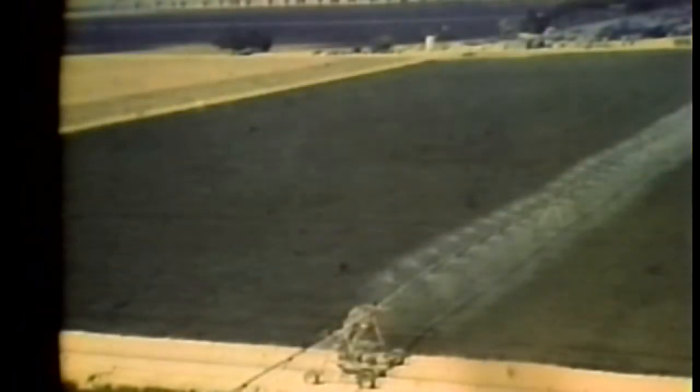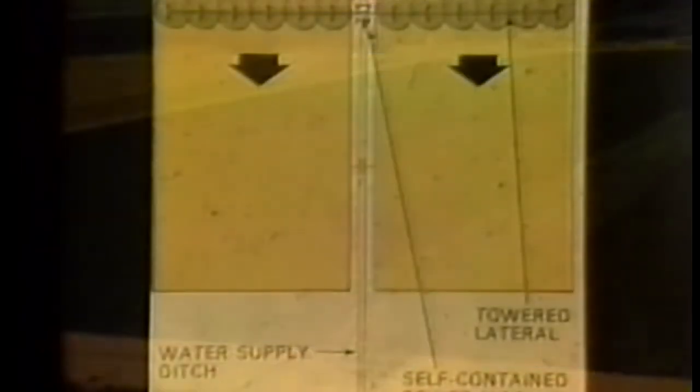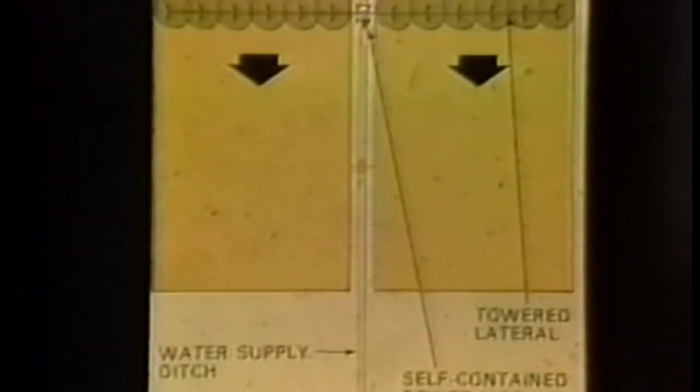The linear move type of system is designed to irrigate square or rectangular fields. It also moves continuously while sprinkling. The moving sprinkler lateral, the towers, and their drive mechanisms are similar to those used with a center pivot system. The part that is different is the self-contained power module that straddles the water supply ditch.